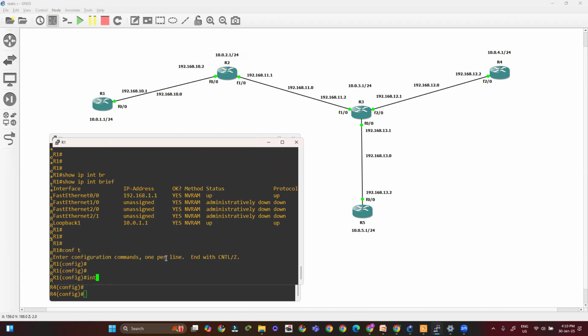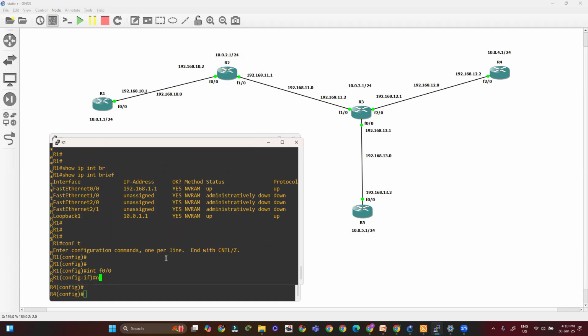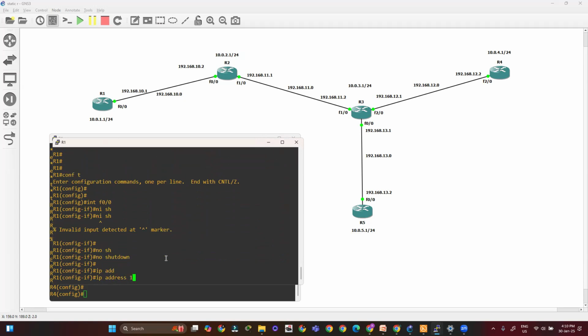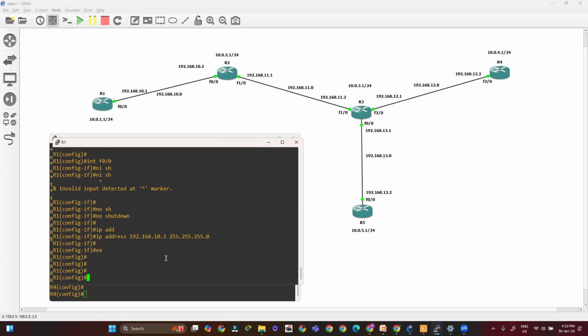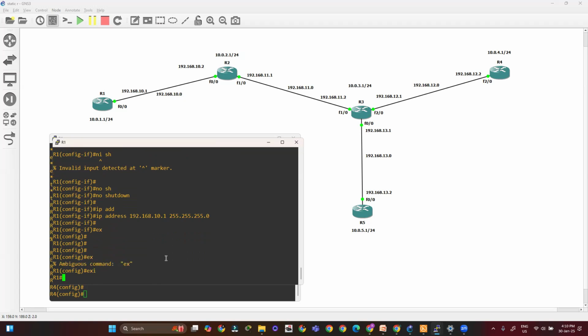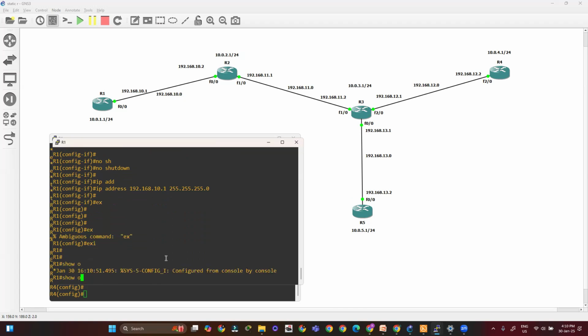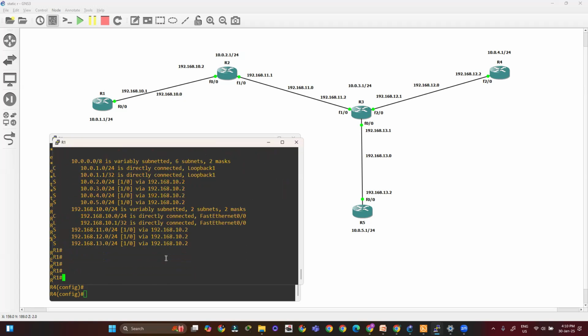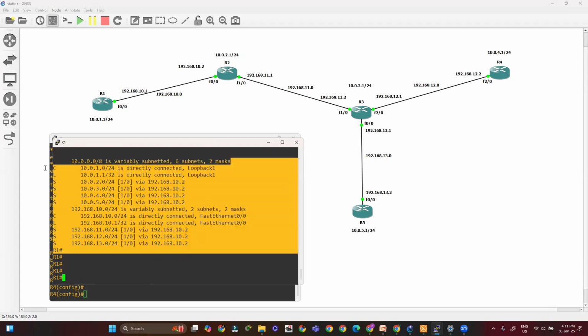Configure terminal, interface F0/0, no shutdown. IP address is 192.168.10.1 and 255.255.255.0. Now it will work. Let's cross check again. Show IP route. So we got lots of information available here. We have all the indirectly connected network information as well as the directly connected network information here.